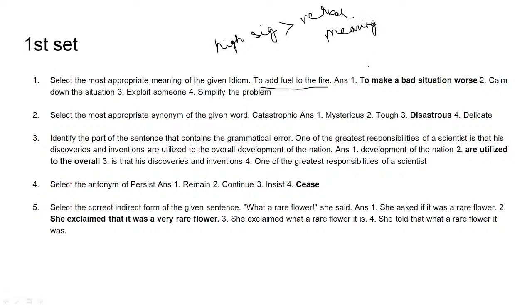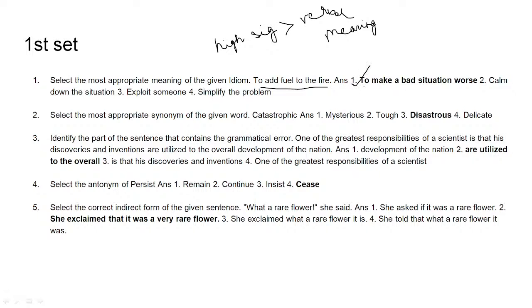To make a bad situation worse is our first option about the meaning. The second is calm down the situation. Third is exploiting someone. And fourth is simplifying the problem. But try to analyze it with the meaning of the idiom itself. There is a fire and you're adding fuel to it. So what will it do? It will increase the fire, isn't it? And fire is usually used in a negative sense. So that means it makes the situation worse. That is why our answer will be option number 1.